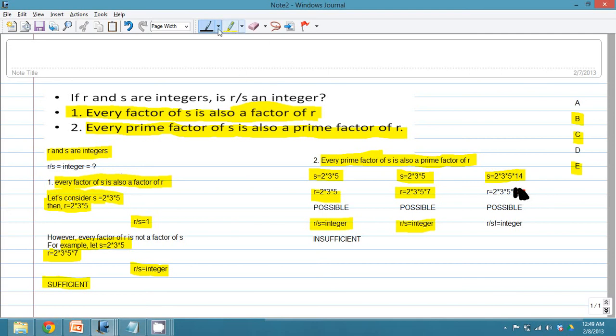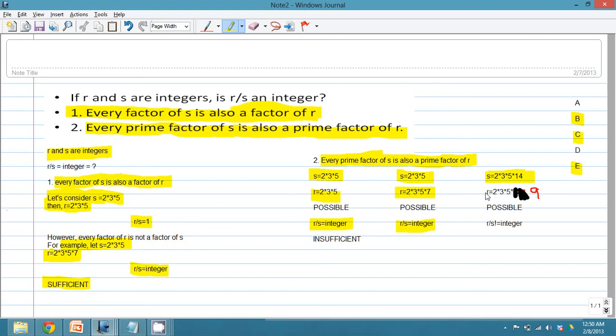that r has a factor called 9. Now what happens? S has 2 into 3 into 5 into 14. Now 14 has 2 and 7 of course, but they need not be a prime factor of r, because together 14 is not a prime factor. Together 14 is just a number. It's never mentioned anywhere that these factors would have to be single digit factors. I could have s is equal to 14.